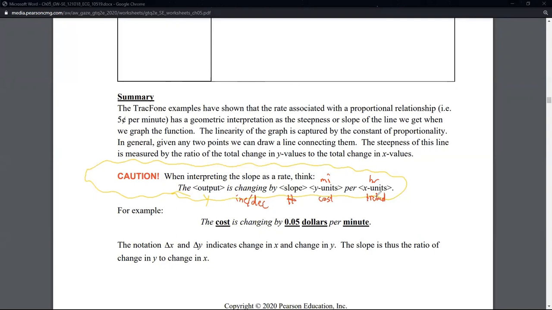Remember, the word per is your slope. So this is just saying the number with its appropriate units, because we're not just going to say the slope is 5. We're going to say that this thing that we're talking about is changing by this many units for that many units. So it's changing by 5 cents per minute we talk, or the cost is increasing by $2 per ticket we buy.